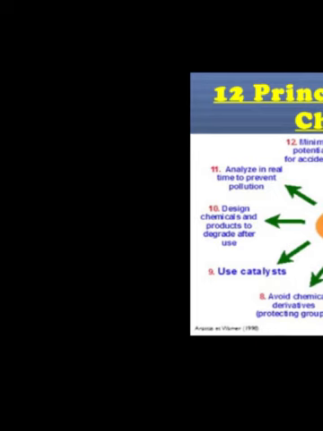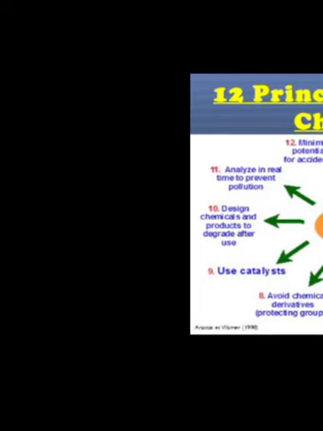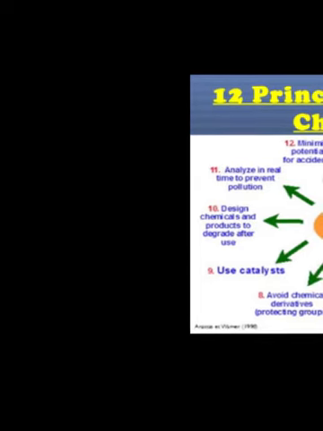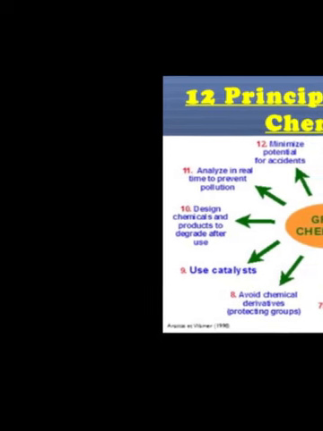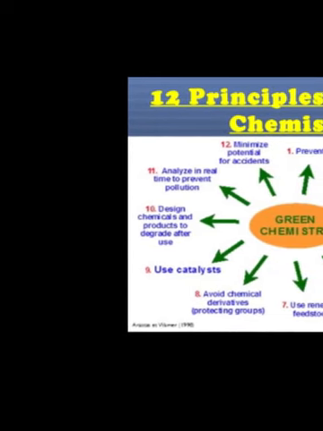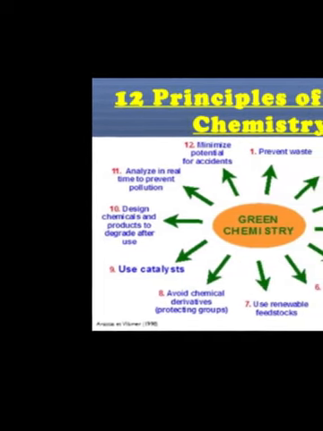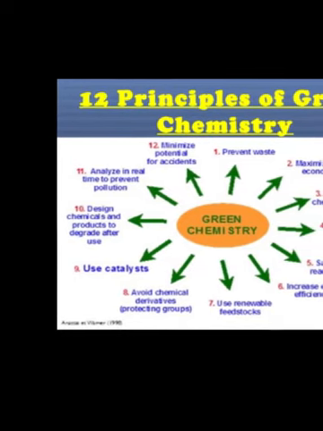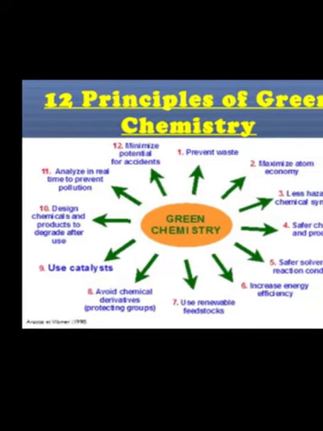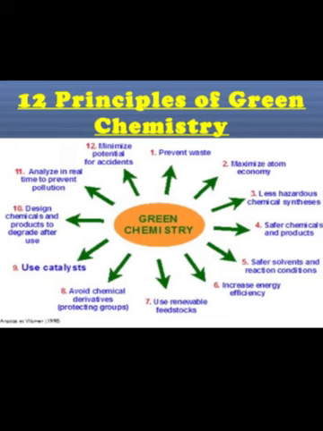The 12th principle is avoid chemical accidents. Substances and the form of substance used in a chemical process should be chosen so as to minimize the potential for chemical accidents, including releases, explosions, and fires.